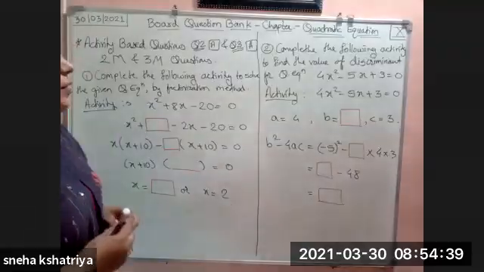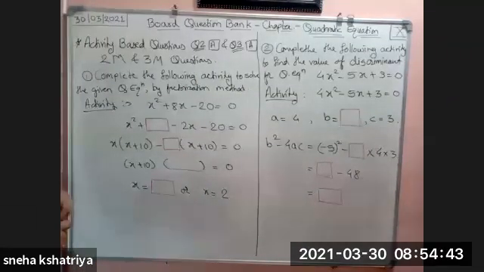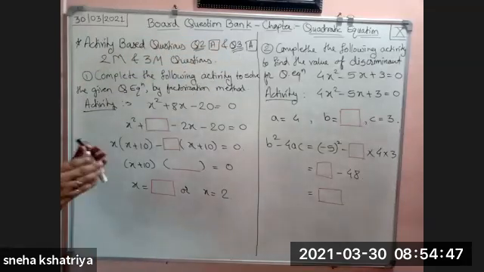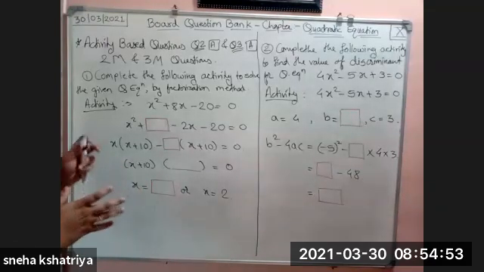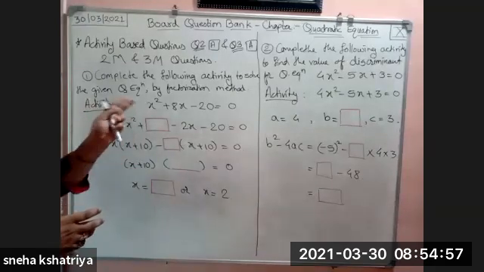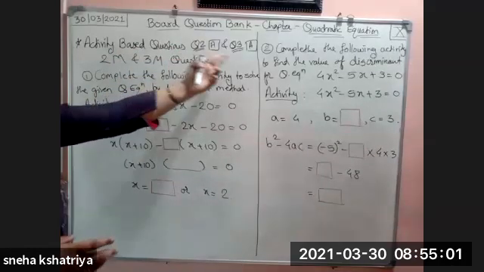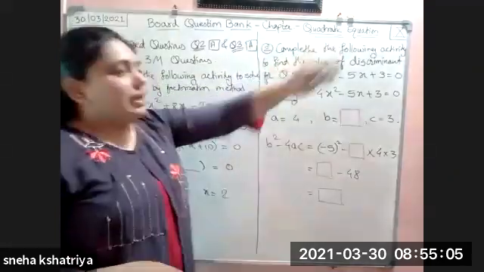Today, I am going to take your activity-based questions, which I have taken from the board question bank. Whatever the question bank the board has preferred, you should prefer this question bank for the exam purpose. From that, I have taken these examples for you, which are activity-based, from your question number 2A and 3A. We are going to see the chapter that is quadratic equation.